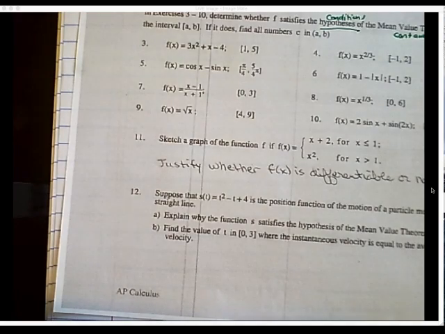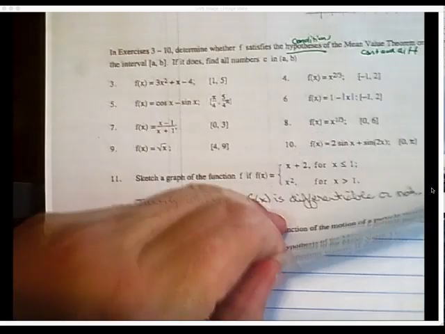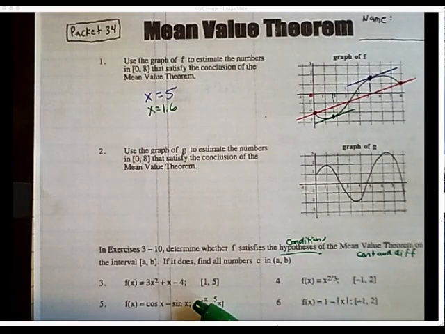11 and 12 should just be review for you. That's the only assignment tonight for packet 34. So again, with the mean value theorem, as long as the function's continuous and differentiable, we're figuring out at what x values the slope of the secant line equals the slope of the tangent line, or where the average rate of change equals the instantaneous rate of change.